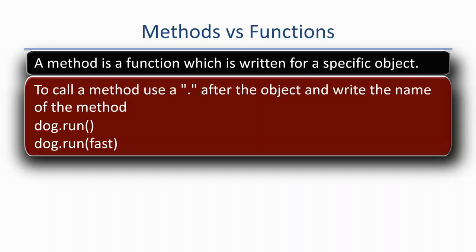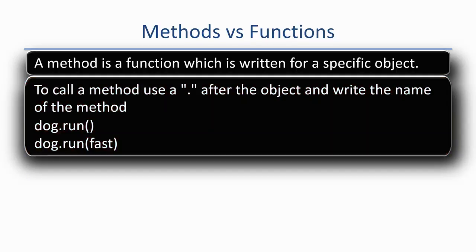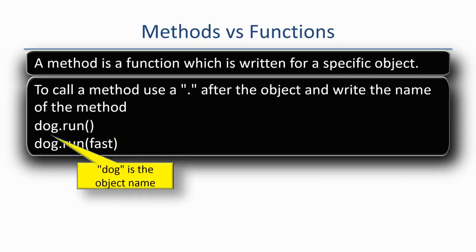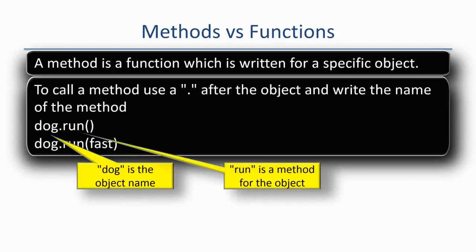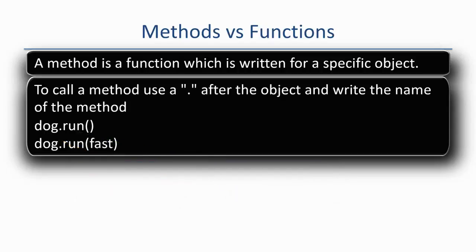You can think of a method as an action which an object can take. For example, if your object is a dog, then there are a few actions it can take. You can say dog.run. In that case, dog is the name of the object, you put a dot, and run is a method for that object. Remember that if your object is, for example, a tree, there is no method run for the tree. Since methods are like functions, you can also pass some arguments to them. For example, you can say dog.run, and in parentheses you can say fast. That basically means you are telling the dog object to run fast.